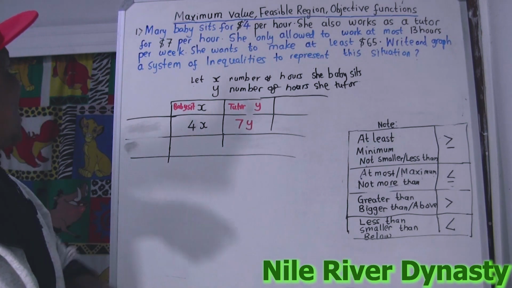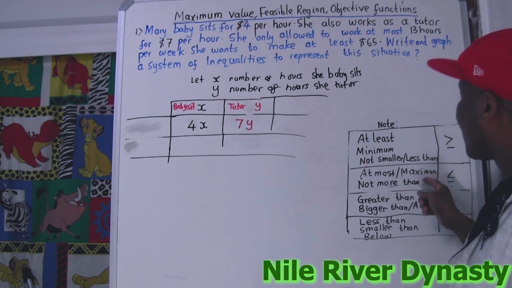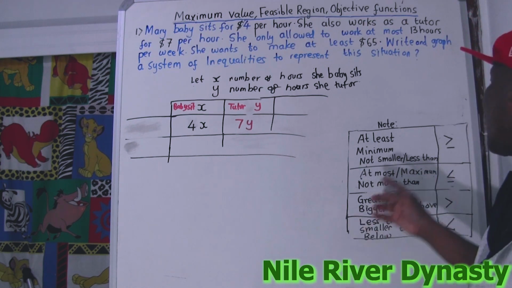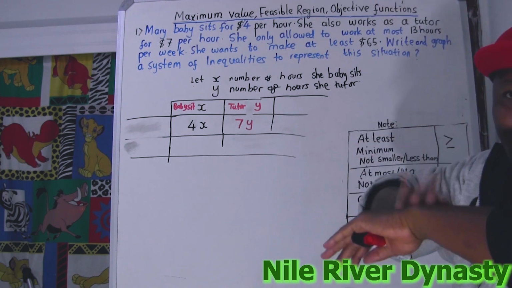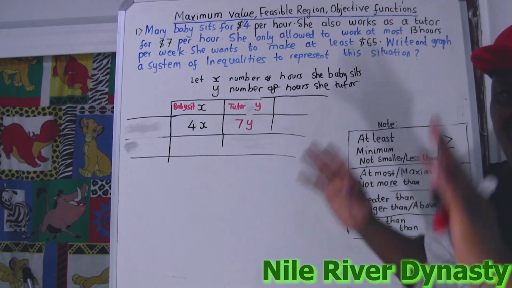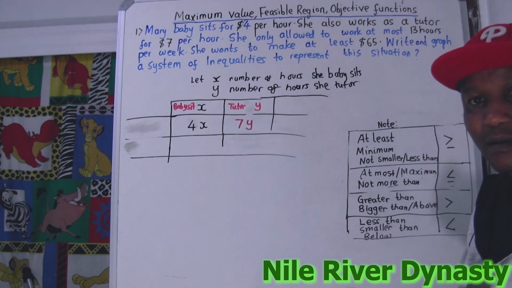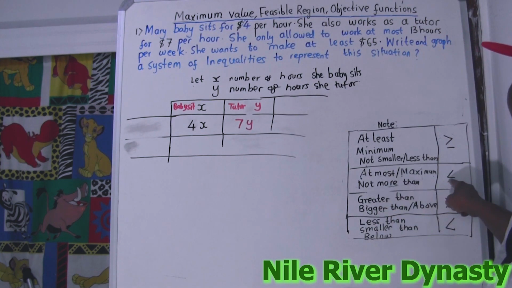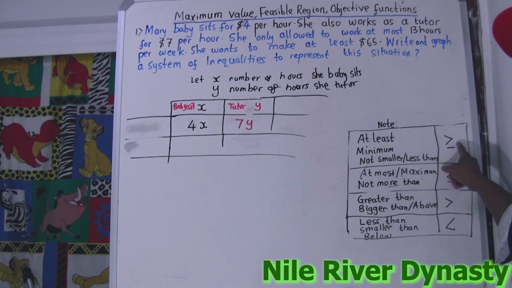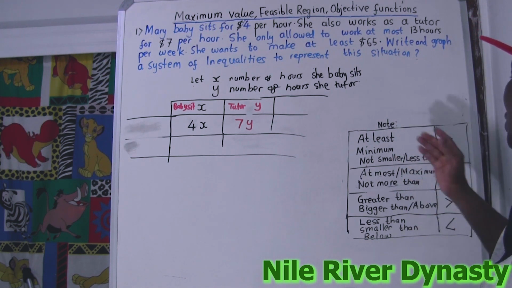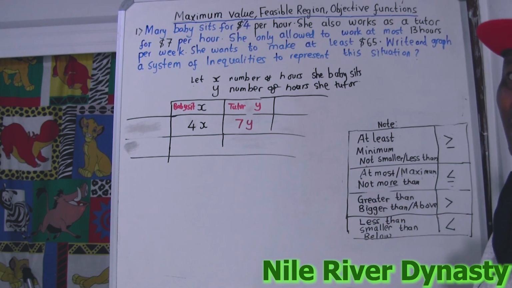Now what do they say? They say she is allowed to work at most. So I wrote for you here, at most. If somebody says at most, it's like maximum. If you come home late, at most 7 p.m. means not more than that. So if it's at most, you use this sign here. When they say at least, you use this sign. At most means not more than, that value or less.